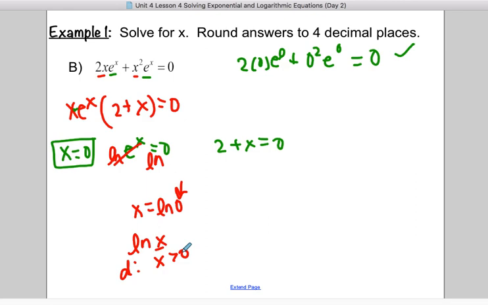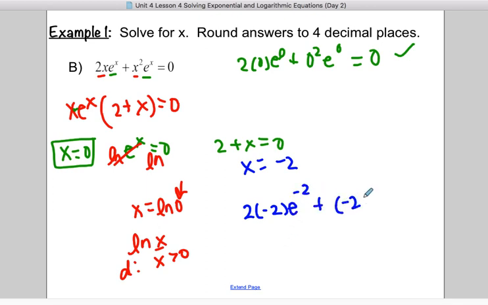And then the final one, to get x by itself, I would go ahead and subtract 2. So x equals negative 2. So is it okay to have a negative answer? Well, you can plug it in. So it's really going to be negative 2 times e to the negative 2. Not plus e, my bad. Times e to the negative 2.